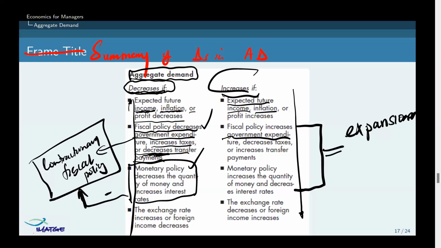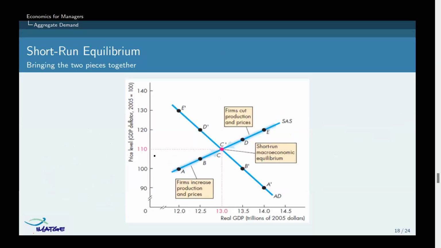Why we are here, right? The short-run equilibrium. This is what we have, right? Whereby we are bringing the short-run aggregate supply and the aggregate demand together to generate an equilibrium in the economy, right?